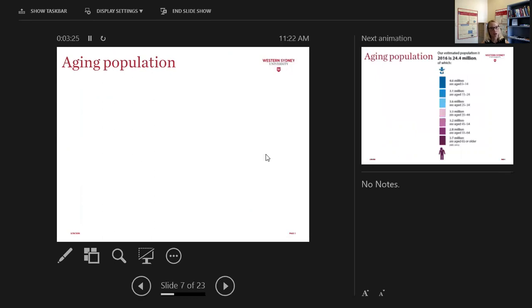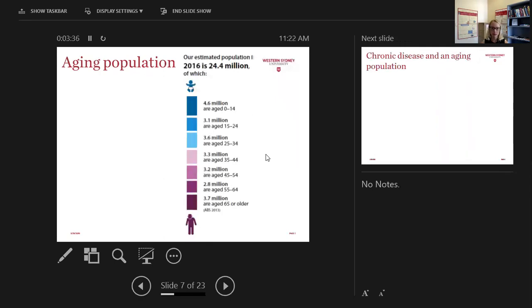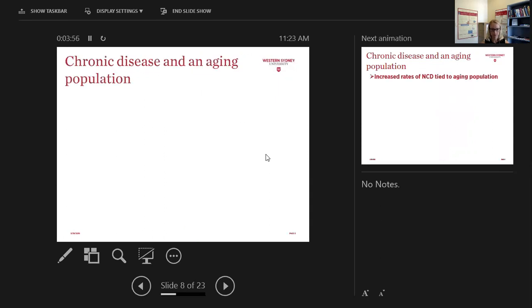And part of that is the aging population. Okay, so we know that from an aging population perspective, chronic diseases are going to increase. As the population ages, we're going to have increased rates of chronic disease. Now, I want to look at this a little bit more. As we can see from this very succinct infographic, it's that very inverted pyramid. There are a lot more people sitting at the top than there are being born.